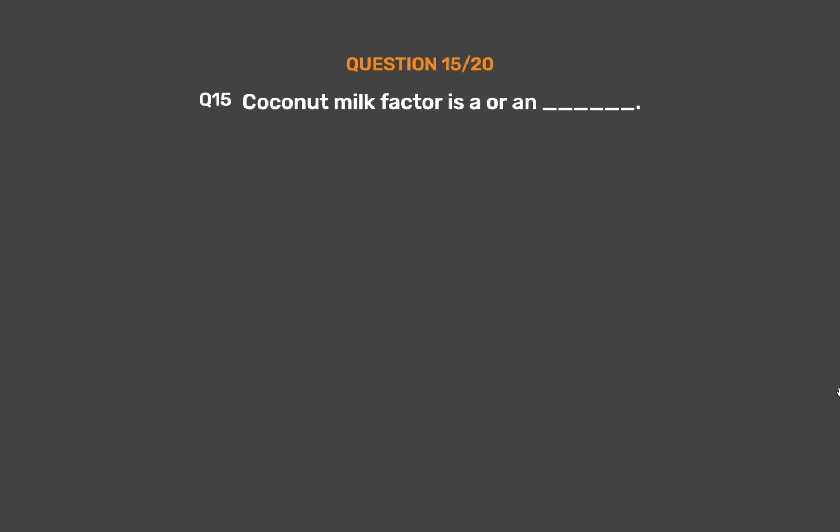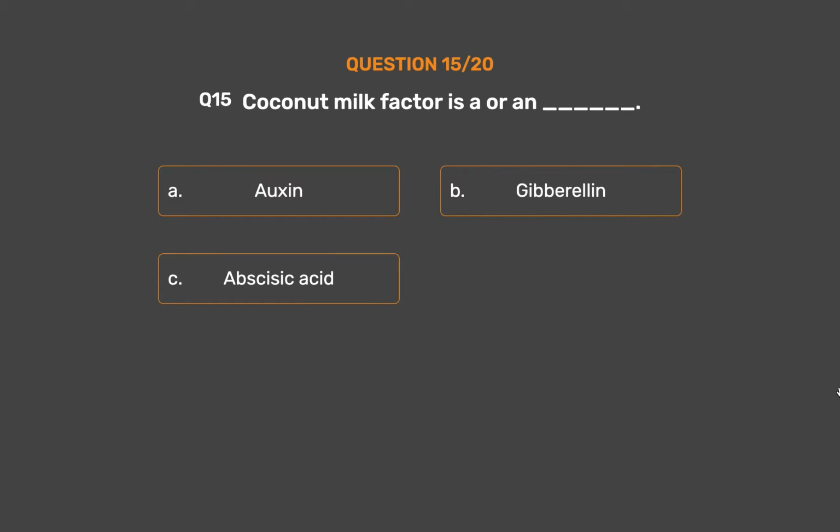Question number 15. Coconut milk factor is a or an underscore. Option A. Auxin. Option B. Gibberellin. Option C. Abscisic acid. Option D. Cytokinin.